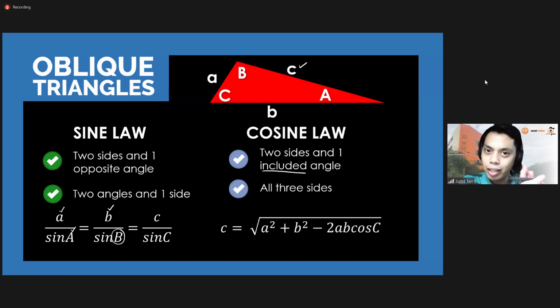So, hopefully, hanggang ngayon, guys, memorize pa rin natin si cosine. Square root of a squared plus b squared minus 2ab cosine c. Okay? Cosine law. Okay. Hopefully, natandaan pa natin. Okay? Or if not, guys, i-note nyo na lang. Note. Okay?